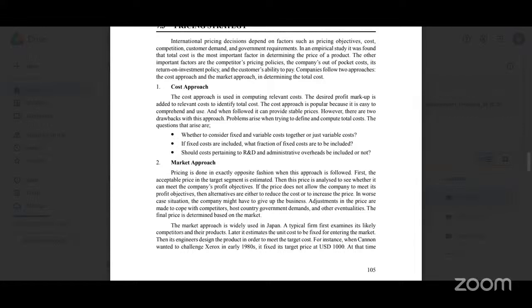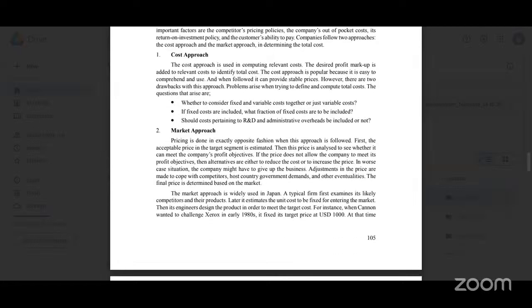So, the cost approach is used in computing relevant costs. The desired profit markup is added to relevant cost to identify total cost. So markup, remember this word, the desired profit markup is added to relevant cost to identify total cost. This is the cost approach. So this is very, very popular because it's fundamentally very easy to comprehend and use. I'm adding an X amount of profit markup over my actual cost. So it becomes simple. However, there are two drawbacks with this approach.